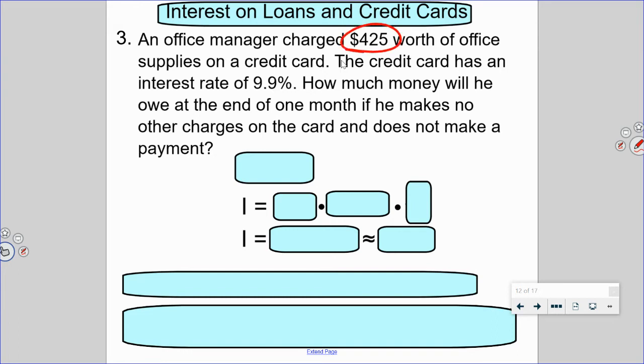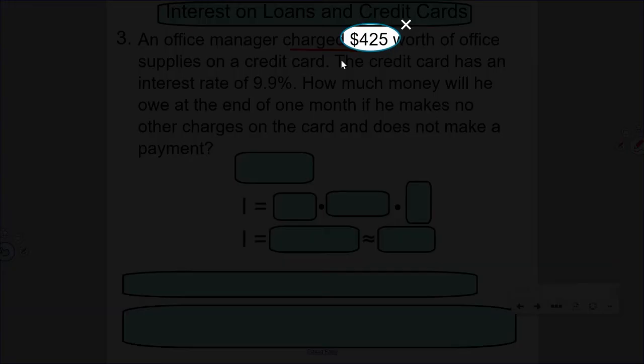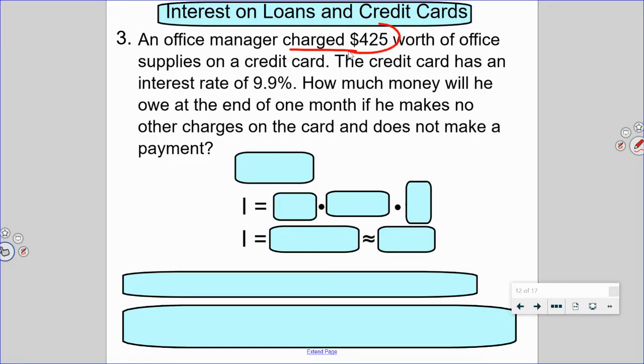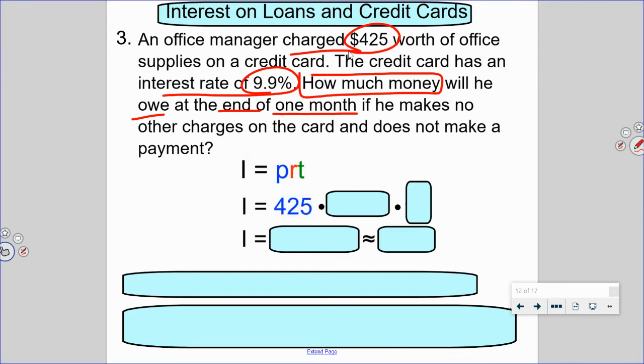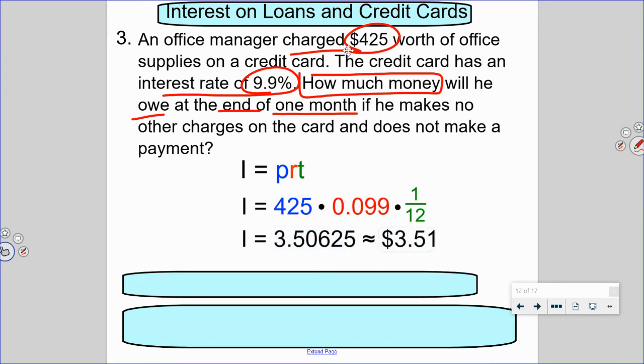Here we go. $425 was charged. Interest rate, 9.9%. How much money will he owe at the end of 1 month if he makes no other charges on the card and does not make a payment? Now check this out. Principal, nothing complicated. Rate, 9.9%: 9 hundredths and another 9 thousandths. 1 month would be 1/12, right? So about $3.51 interest, but that does not answer the question.